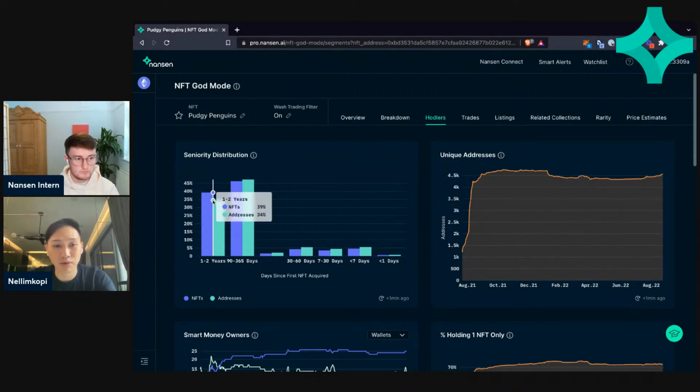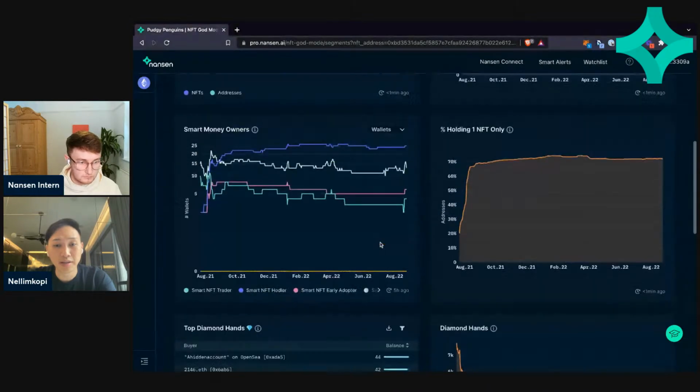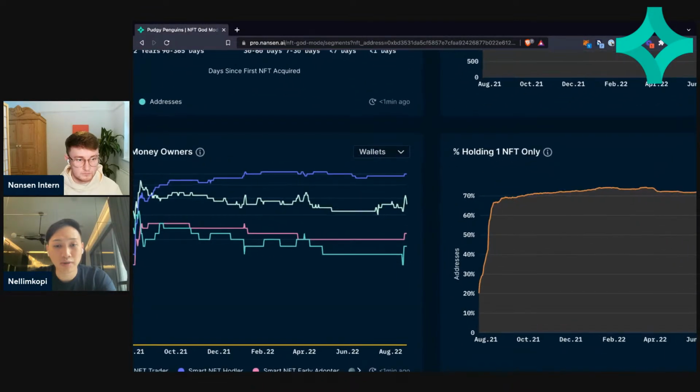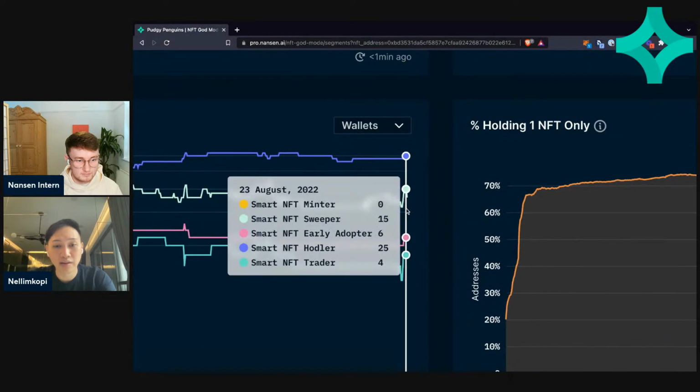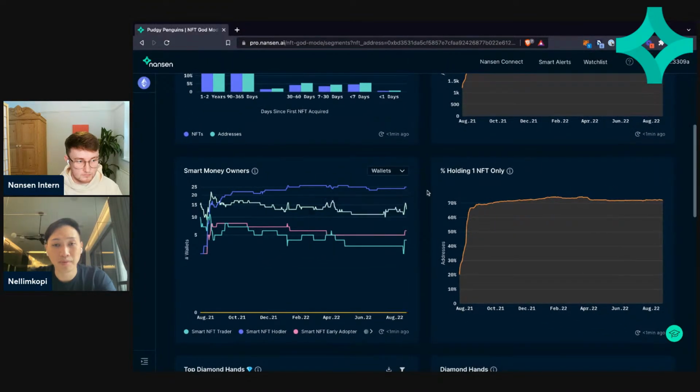And if you look at the seniority distribution, you can see a huge amount of them have been holding the NFT in their collection for a long time. You have a small group of people who are trying to flip it for a small profit, or they minted really early and are trying to take profit now. You can see a good amount of smart money in it as well, and they've been in here for quite some time. If I zoom in for you, there are 25 smart NFT hodlers, and smart NFT sweepers, that's 15. So a good amount of smart money in this collection at this point in time.